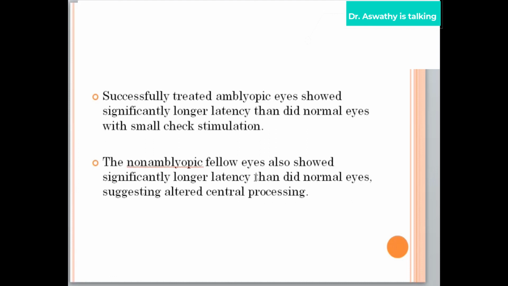Another use of VEP is that successfully treated amblyopic eyes show a significantly longer latency than the normal eyes with small check stimulation. And also the non-amblyopic fellow eyes showed significantly longer latency than did the normal eyes, suggesting that there is some altered central processing.